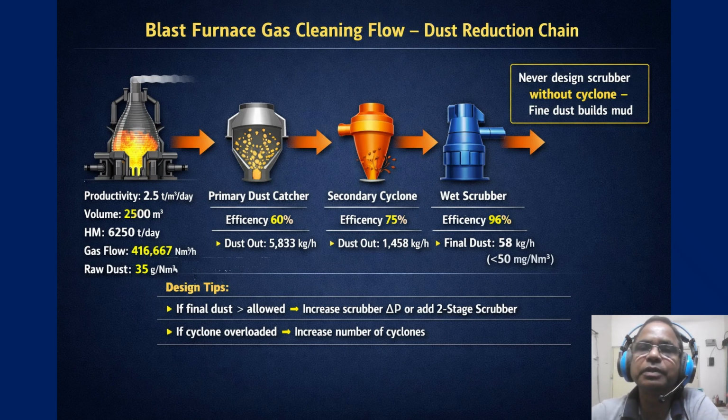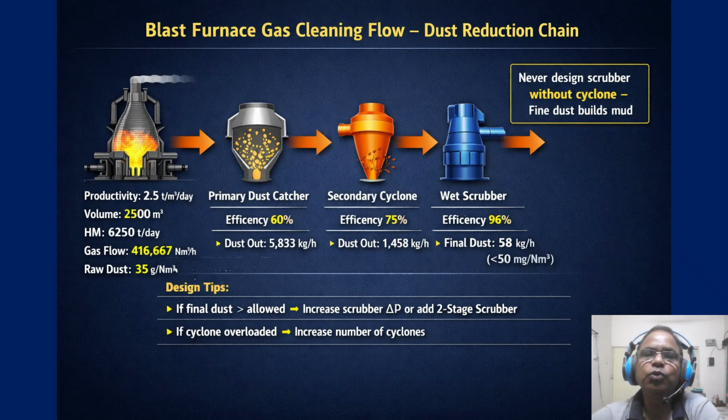Each reduction is significant. The primary removes coarse dust more than 50 micron, about 60% of the total mass. The secondary removes medium dust of 10 to 50 micron, another 30%. And the scrubber removes the submicron, that is 8 to 10% of the original.